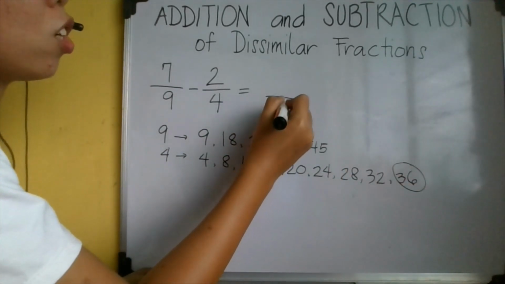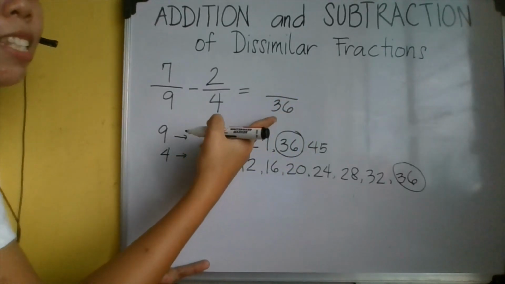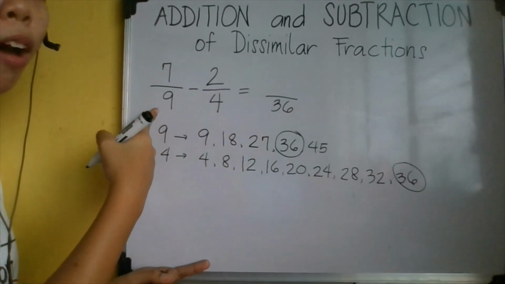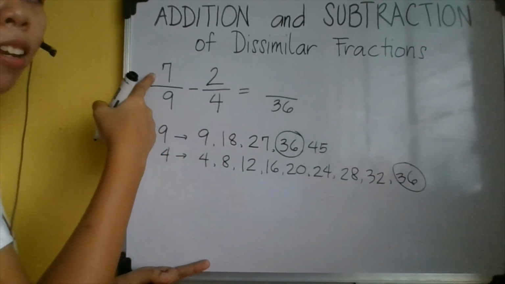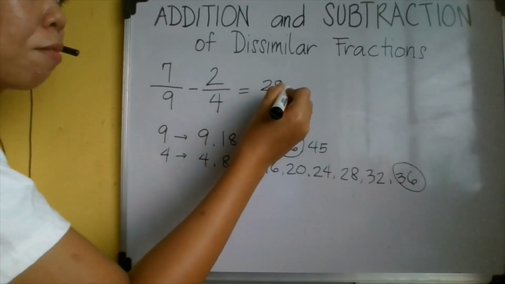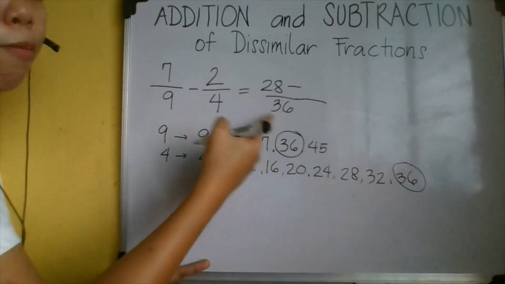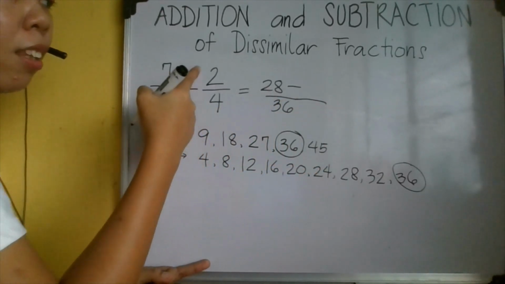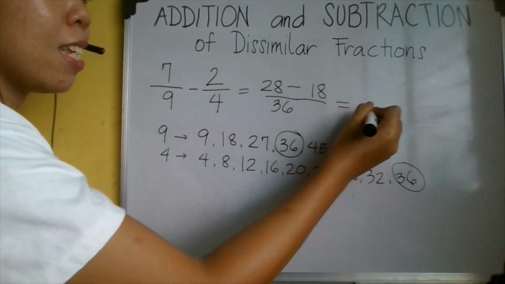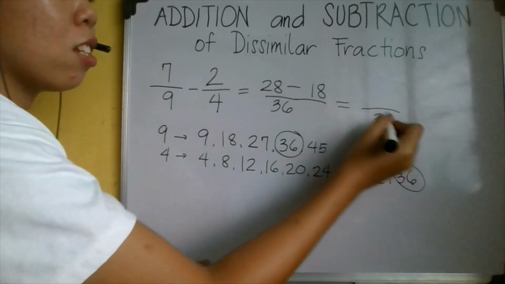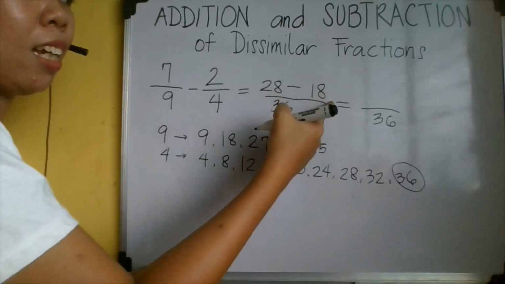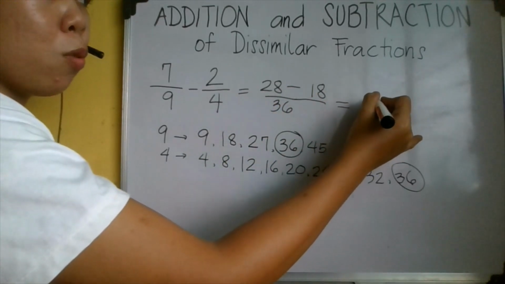Then, divide the LCD sa ating denominator. 36 divided by 9, we have 4. Times 7, we have 28. 28 minus 36 divided by 4, we have 9. Times 2, we have 18. Then copy the LCD, that is 36. Then subtract the numerator, 28 minus 18 is 10. So we have 10 over 36.